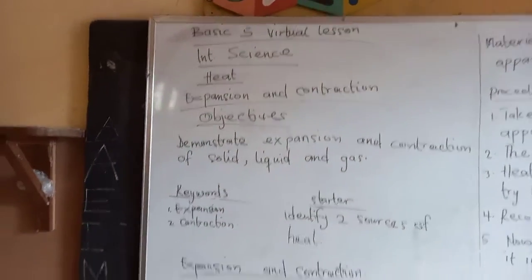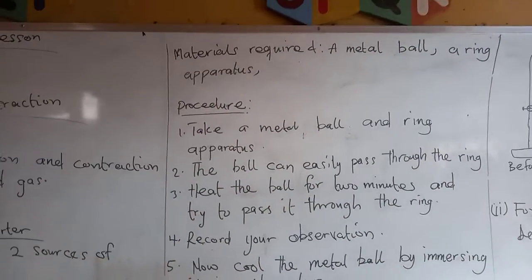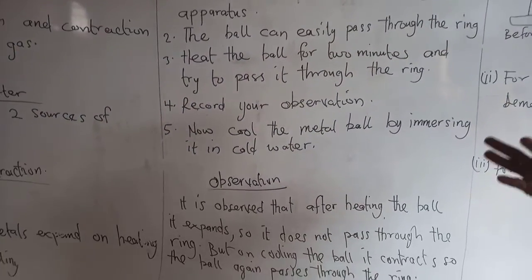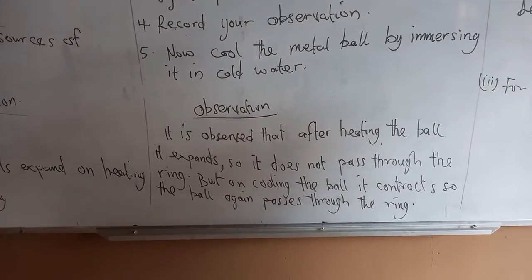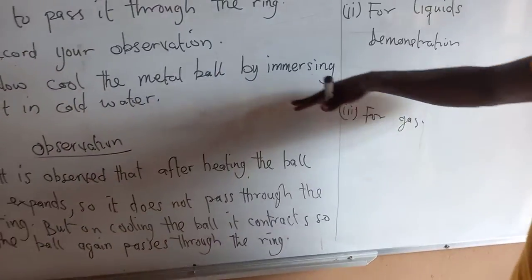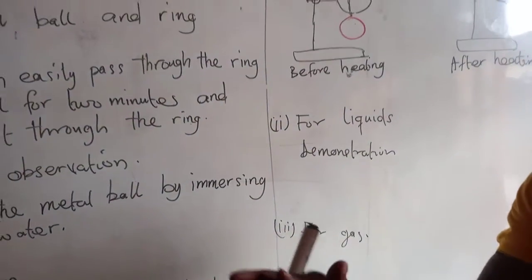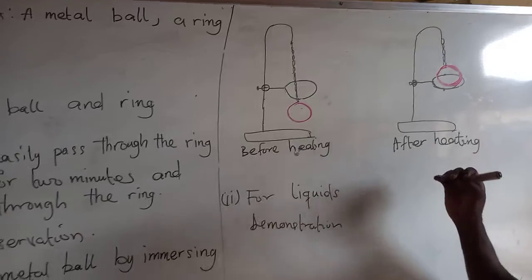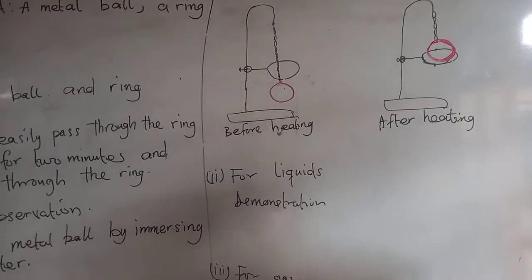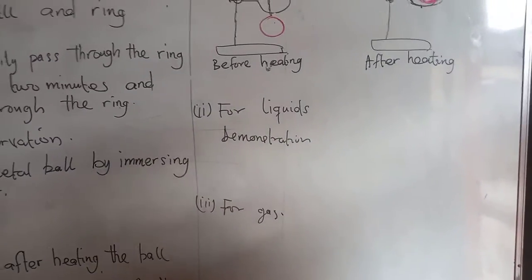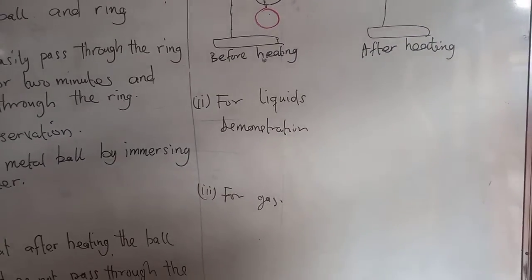Let's move on to liquid objects. Let's see if it's true that expansion also happens in liquid. So we realize that expansion happens in solid and contraction also happens in solid. When the ball is cooled, it contracts. When it contracts, it becomes small again as it was normally, so it can now pass through the ring. Let's move on to liquid. Contraction and then expansion in liquid. Let's see how it happens.